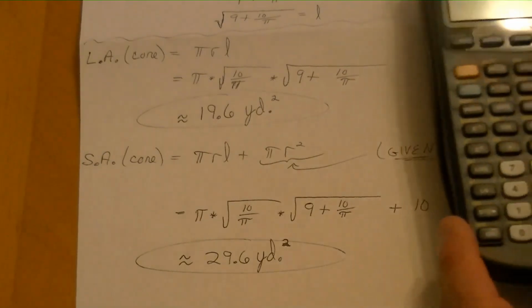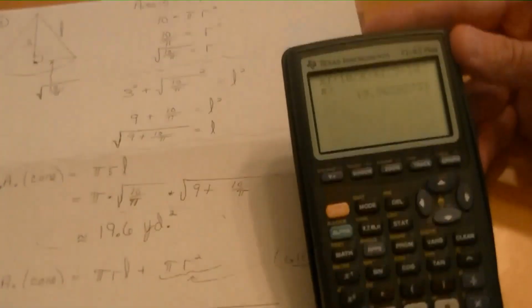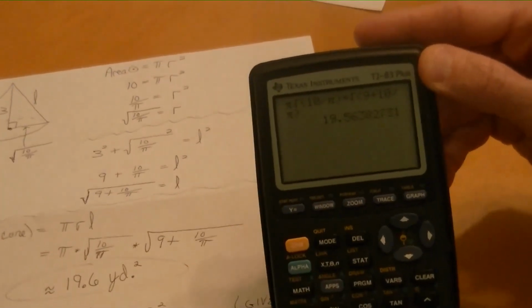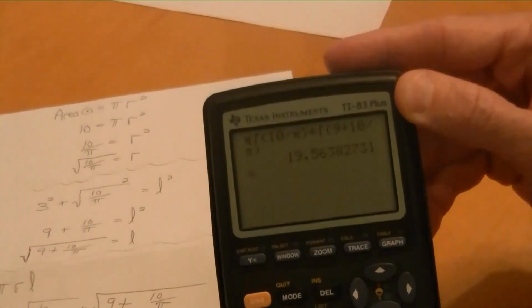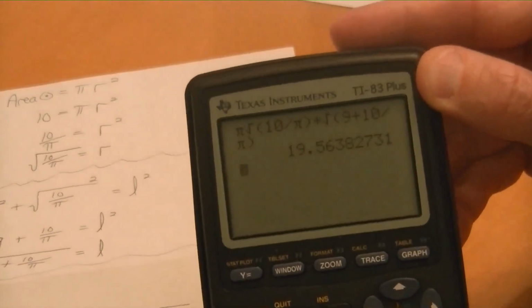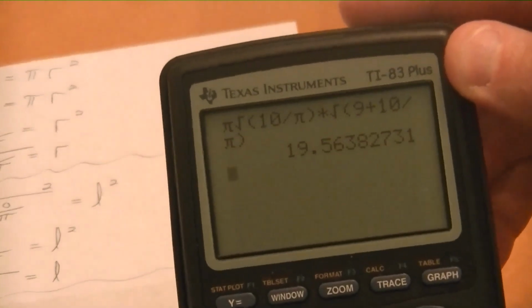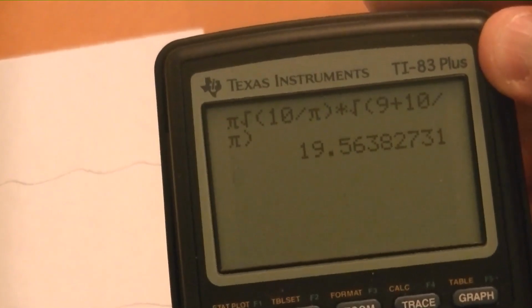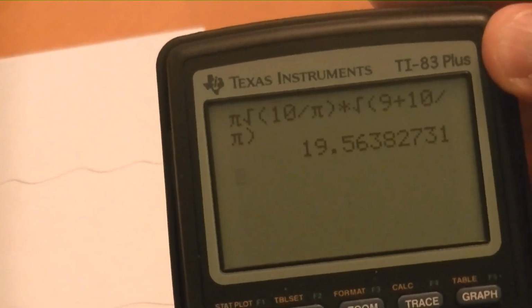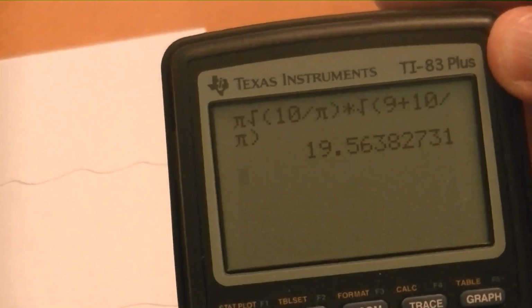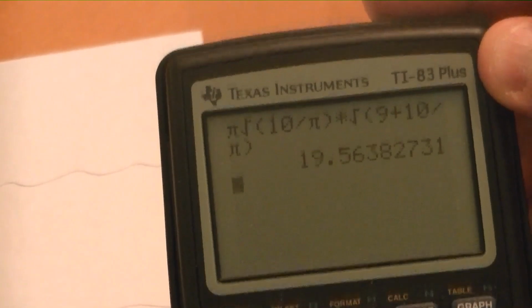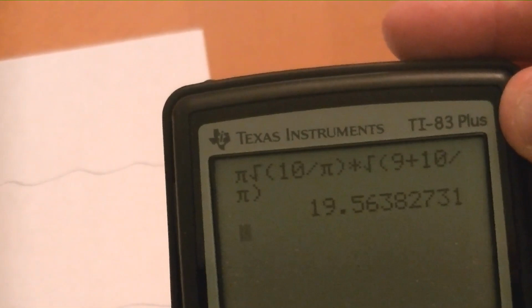All right, so here it is in the calculator. What I really want you to notice is for every open parenthesis, there needs to be a closing parenthesis. So when I hit my square root button, and I have that open parenthesis for my radius of root 10 over pi, when I finish typing in 10 over pi, I have to close that parenthesis. So the same thing when I put in my slant height of root 9 plus, what was it, 10 over pi. Notice I have a closing parenthesis there.